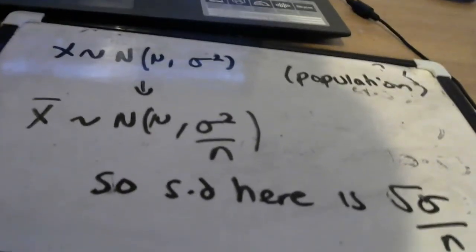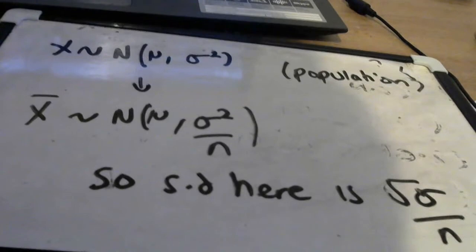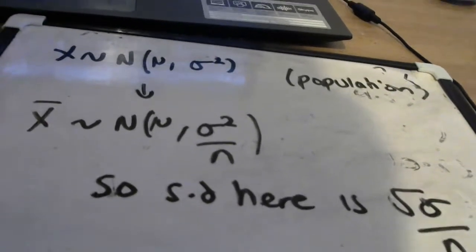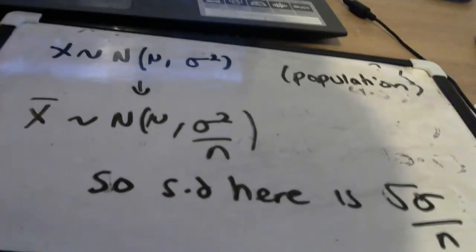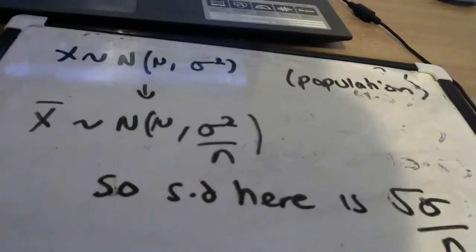So if you had a population, remember population's everything, and then you took a sample from it. If the population is normally distributed, the sample will also be normally distributed with the same mean, but instead of having sigma squared, you'd have sigma squared over n. Is the n in the square root? No, sir.